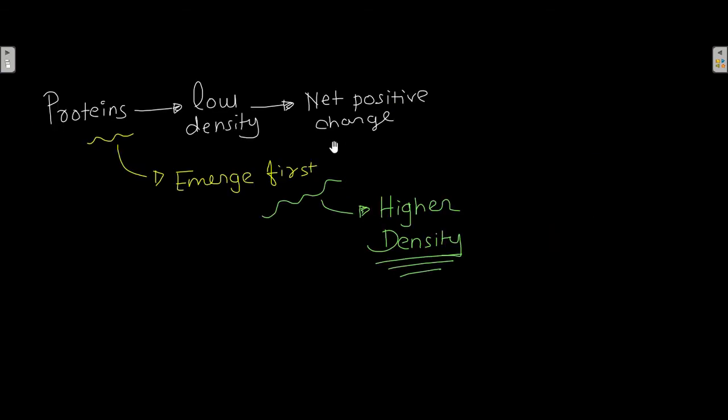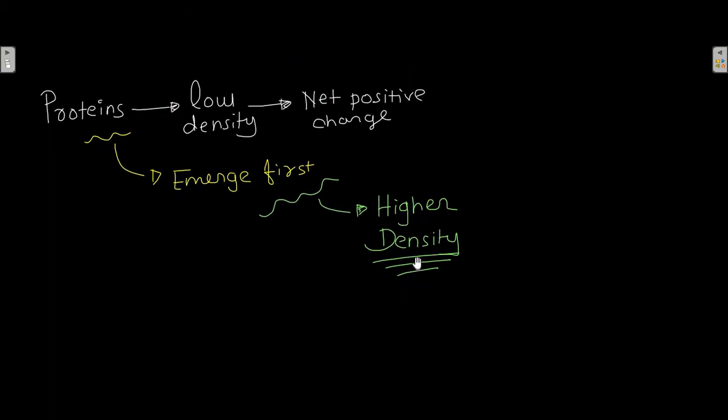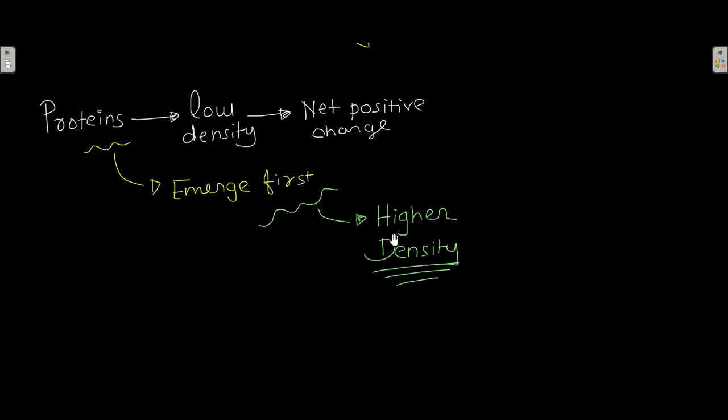So proteins which have a low density of net positive charge will emerge first as compared to those molecules which have a higher density of net positive charge. Okay, so the more positively charged a protein is, the longer it will remain in the matrix. If a protein has less positive charge, then it will elute first.